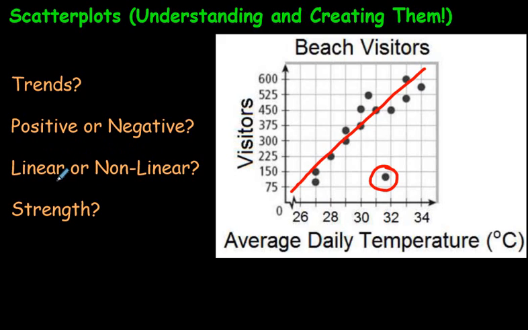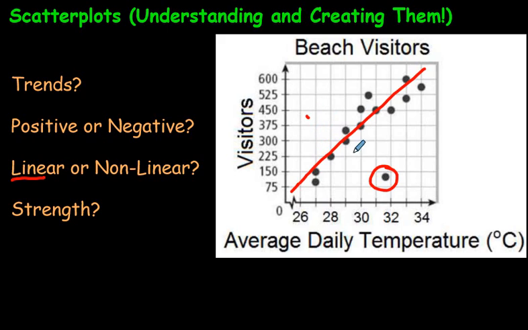Linear or nonlinear? Well, remember, linear has the word line in it, and that means it's a straight line. Nonlinear means it's a curve. Okay? Strength, that has to do with how close these dots are moving along together. And I would say this one's pretty strong. The plotted points are staying quite closely around this line that I just drew here. So the strength is pretty strong.